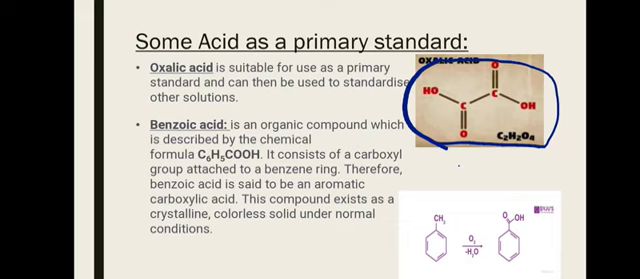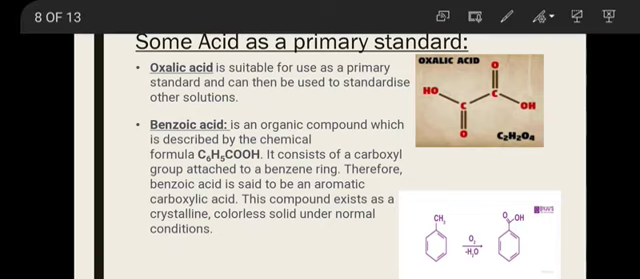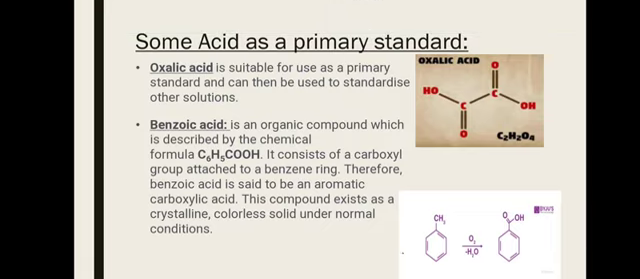The formula of benzoic acid is C6H5COOH. The structure of this formula is described as there.